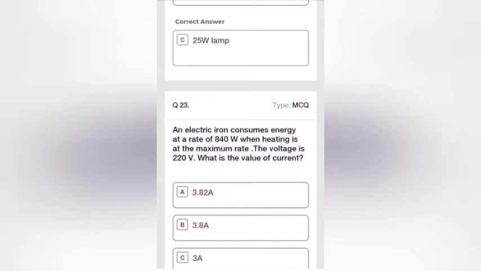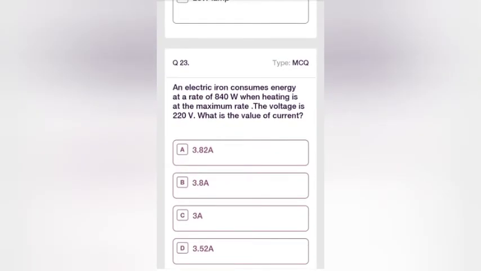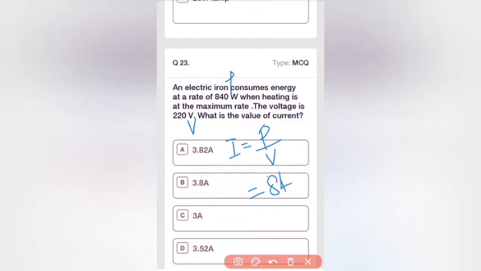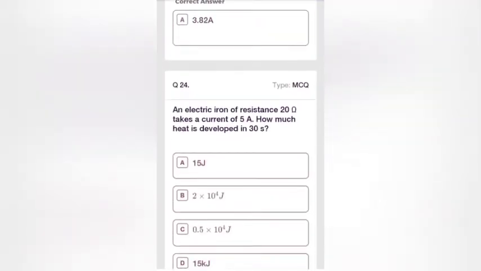An electric iron consumes energy at a rate of 840 watt when heating at a maximum rate. The voltage is 220. What is the value of the current? Power is given, voltage is given. We need to find the current. Current is equal to power by voltage. This we have already seen. So given power is 840 divided by 220, we can cancel, and you get 3.82. Option A is the correct answer.